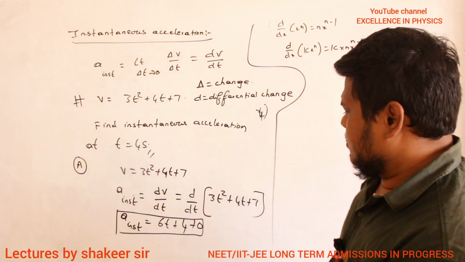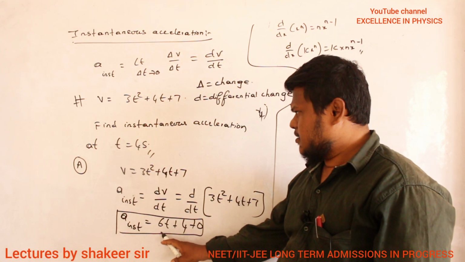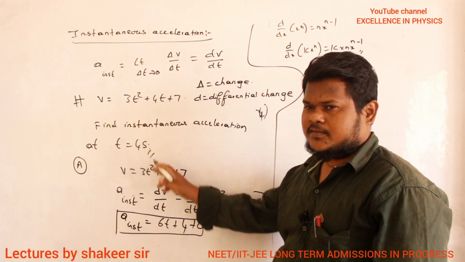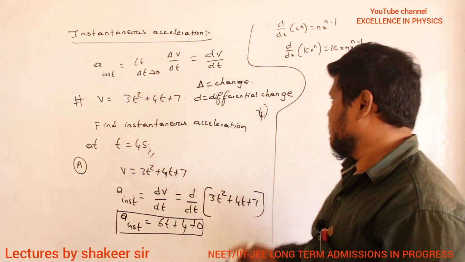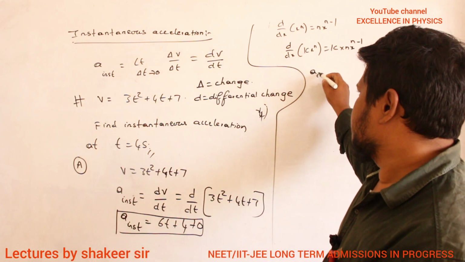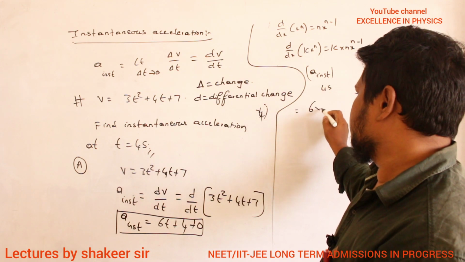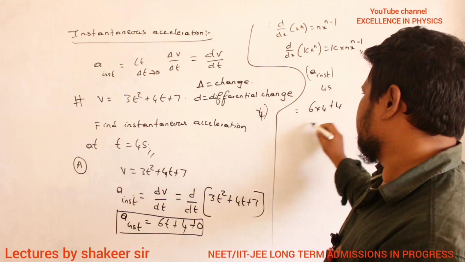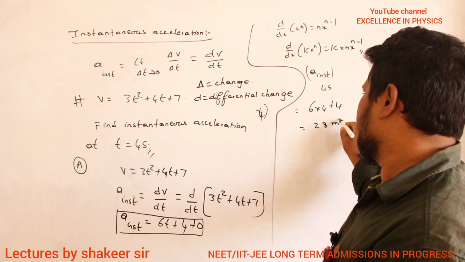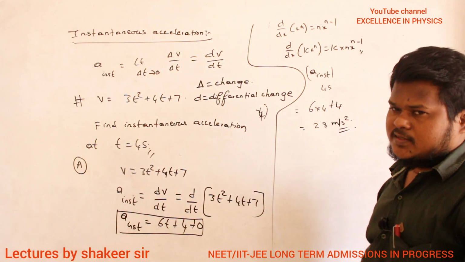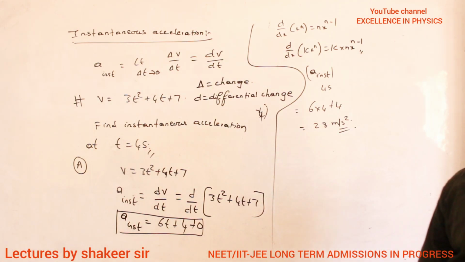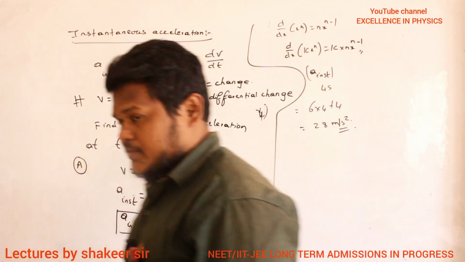Clear, no? Now this is the equation for acceleration, but he is asking at 4 seconds, no? So here just you substitute 4. Therefore, what I will get? So instantaneous acceleration at what time? At a time of 4 seconds is equals to 6 into 4 plus 4. 6 4s are 24 plus 4, 28 meter per second square. This is the instantaneous acceleration. Understood, Dhamma? That's all, very simple.